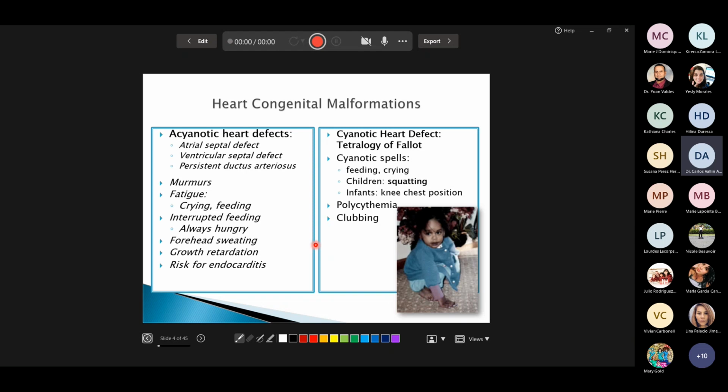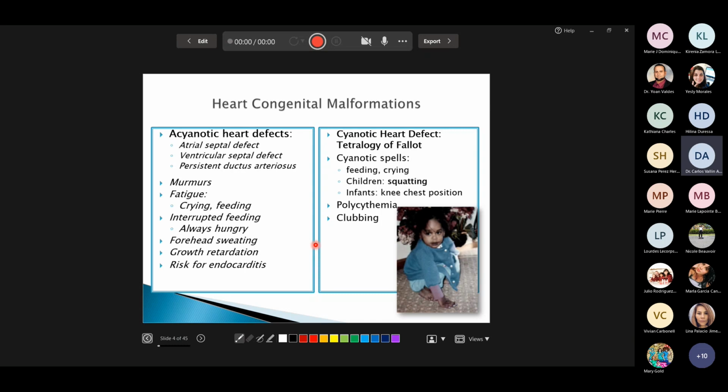A baby that is feeding and presents dyspnea, presents shortness of breath while feeding, will interrupt the feeding. Because when you put in a decision, breathing versus feeding, you prefer breathing.